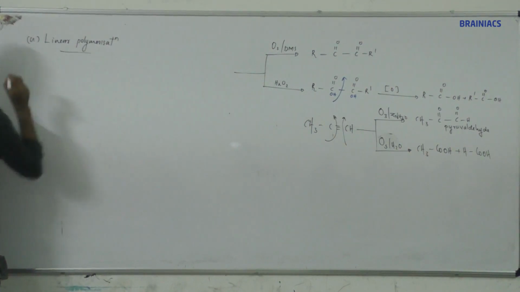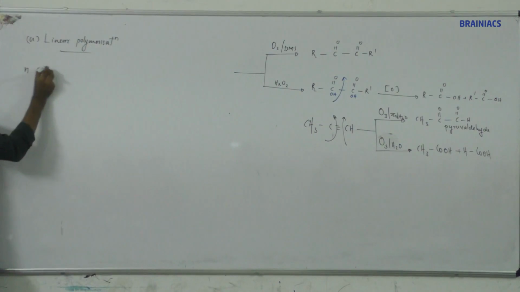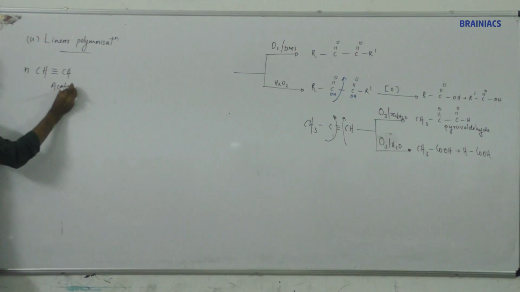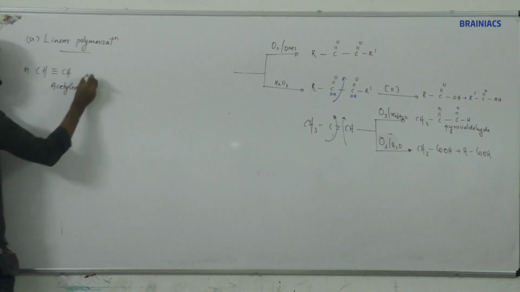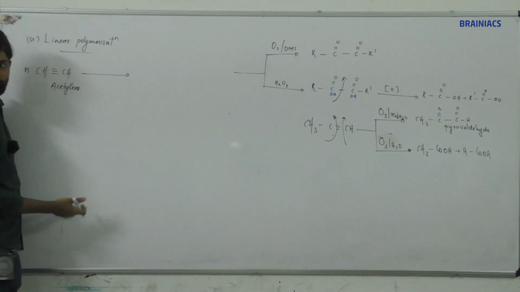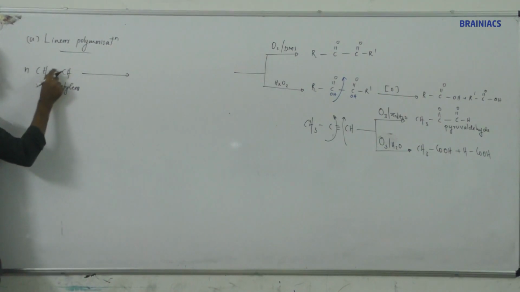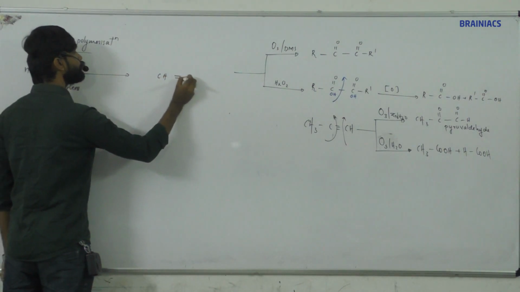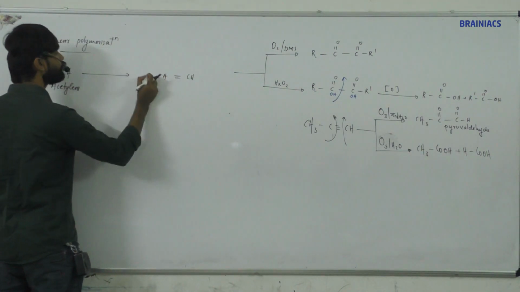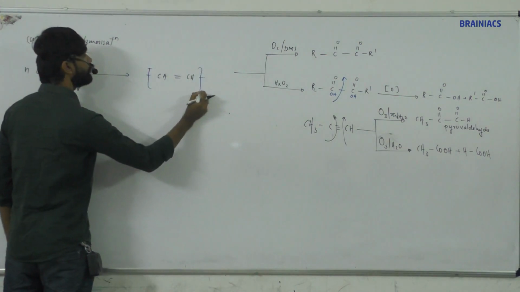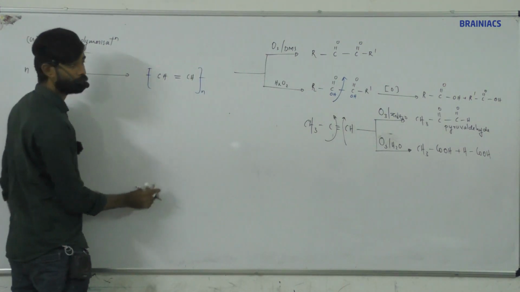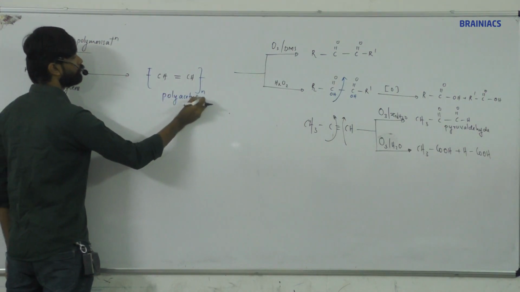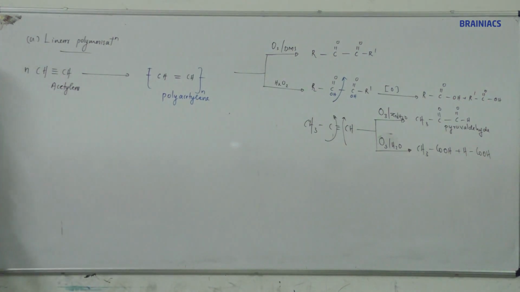Linear polymerization means if I have n molecules of acetylene, you know acetylene is ethyne, which undergoes polymerization in presence of radical coordinates. Leave one bond, so that's CH double bond CH. You know the polymer structure. This becomes polyacetylene. This is the linear polymerization.